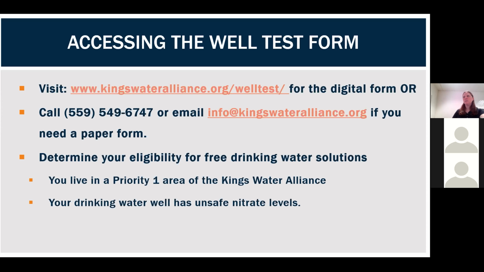The next step of the process is determining your eligibility for the free water test or the bottled water program. The first part of the process is you have to live in a priority 1 area in the Kings Water Alliance, and I will show you a live map that will help you determine if you are in that priority 1 area. And then the next phase is determining your drinking water well has unsafe levels of nitrates. And one of the ways that we do that is we come out and we test it and we let you know those results as soon as we can, or you provide us a test that has been taken of your drinking water well within the last 5 years. And we'll go more into that as I'm doing the live demonstration.